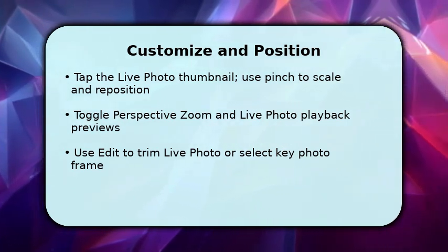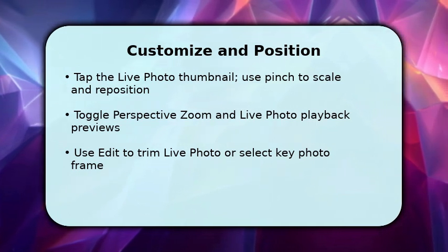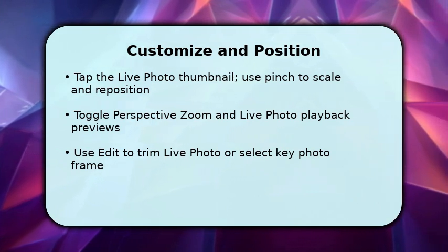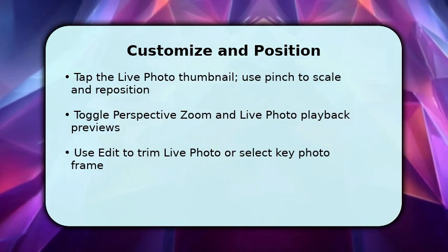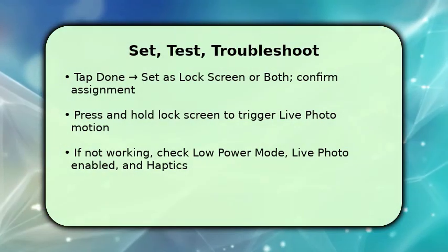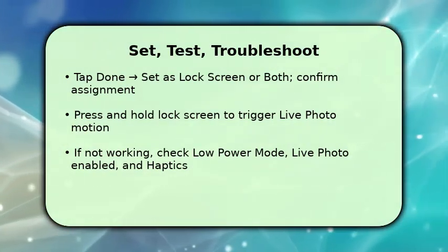Make sure to test perspective zoom, turn it on for parallax or off for static alignment. Preview live photo playback by pressing the preview area. If the motion timing is off, use Edit to trim or pick a new key photo. These adjustments control both composition and finish by tapping Done and choosing Set as Lock Screen or Set Both as needed. This commits the wallpaper.